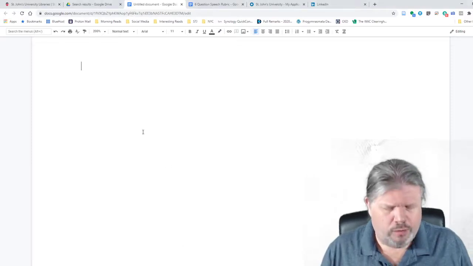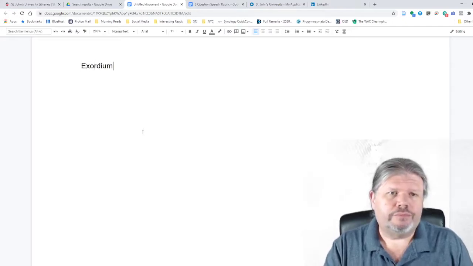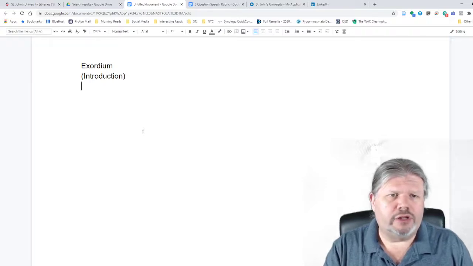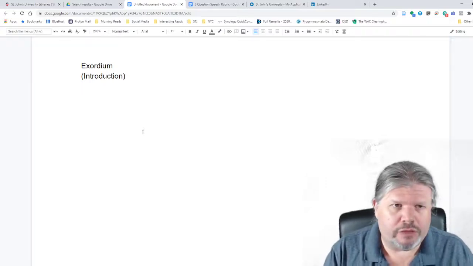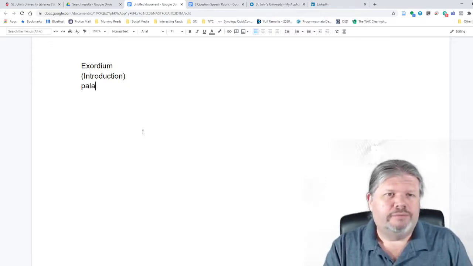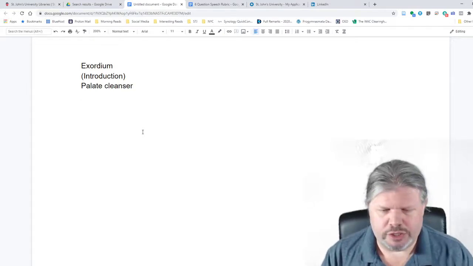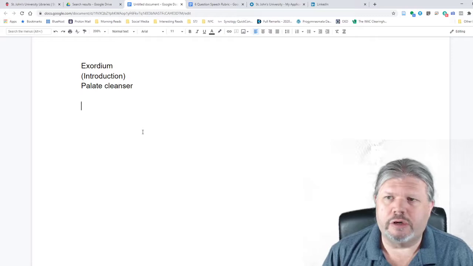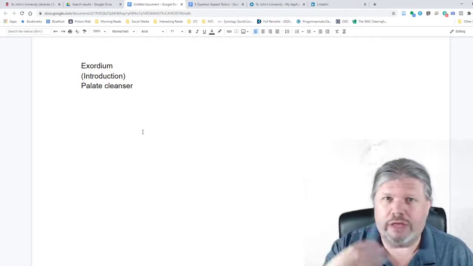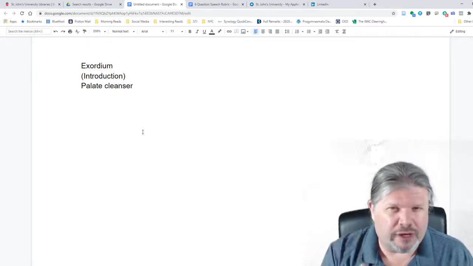All right, so let's talk about what the book suggests a good arrangement is. First, Exordium, a fancy word for introduction. What do the ancient thinkers say we should start a speech with? Well, one of the things you should start a speech with is a palate cleanser, which is something that prepares everyone to listen to you. They're about to taste of your words. They're about to taste of your thoughts. You want to make sure their palate's clear of any other thoughts or anything that they've consumed before they've come to listen to you.